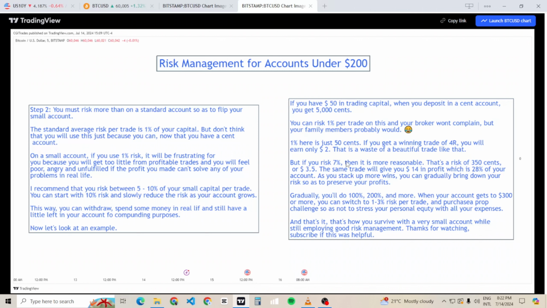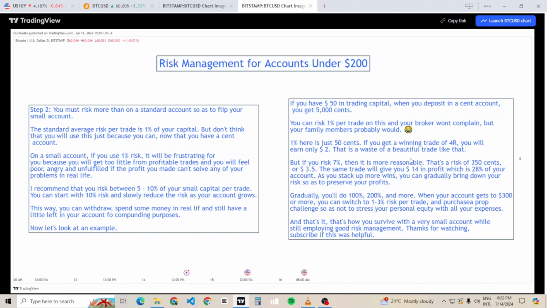But if you risk something like 7%, then it becomes more reasonable. That is a risk of 350 cents or $3.5. The same trade will give you $14 in profit. You can imagine, which is 28% of your account. If you change $14 to naira, that's about 21,000 naira.